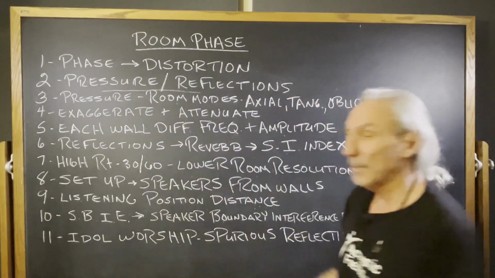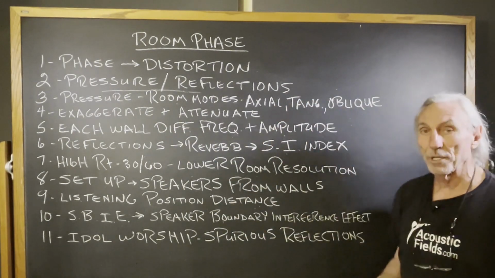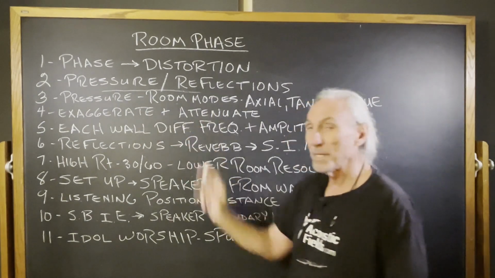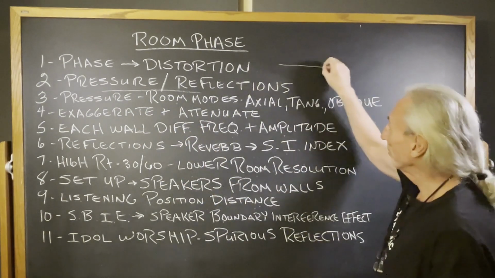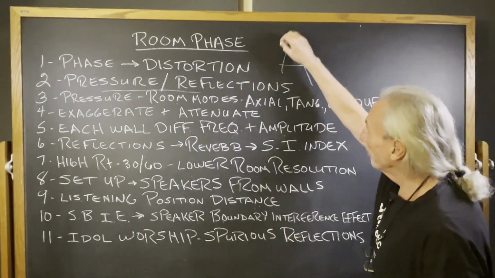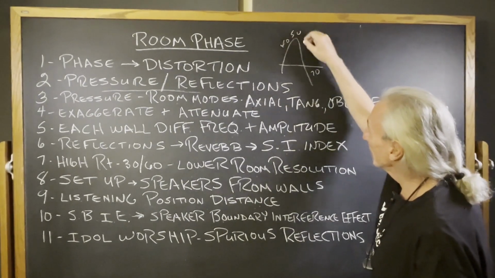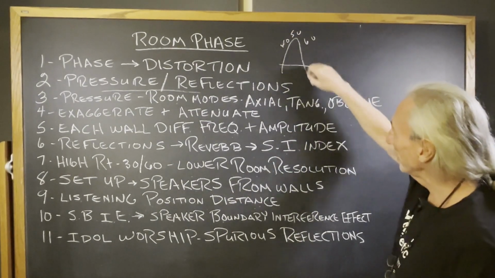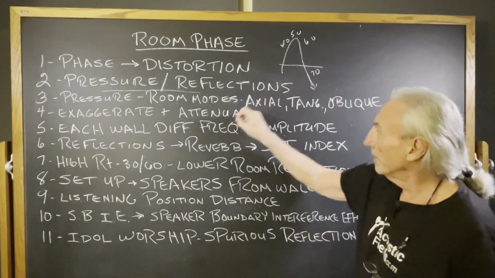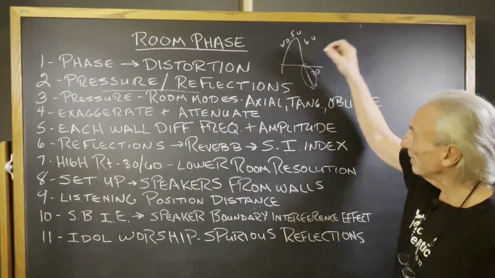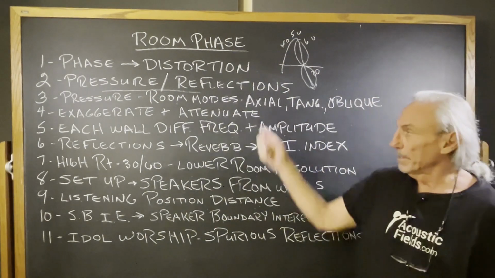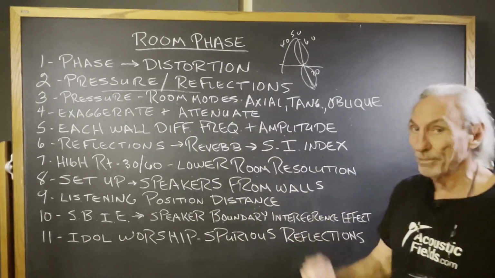Pressure, well, we all know about room modes, okay? Axial, tangential, and oblique modes. Well, they exaggerate and they attenuate. Remember that typical response curve that we look at? You've got 40, 50, and 60 hertz peaks, and then you get that big roller coaster slide down. This is attenuation. You're not going to hear anything here. This is exaggeration. So they exaggerate and they attenuate. We don't want any of that.